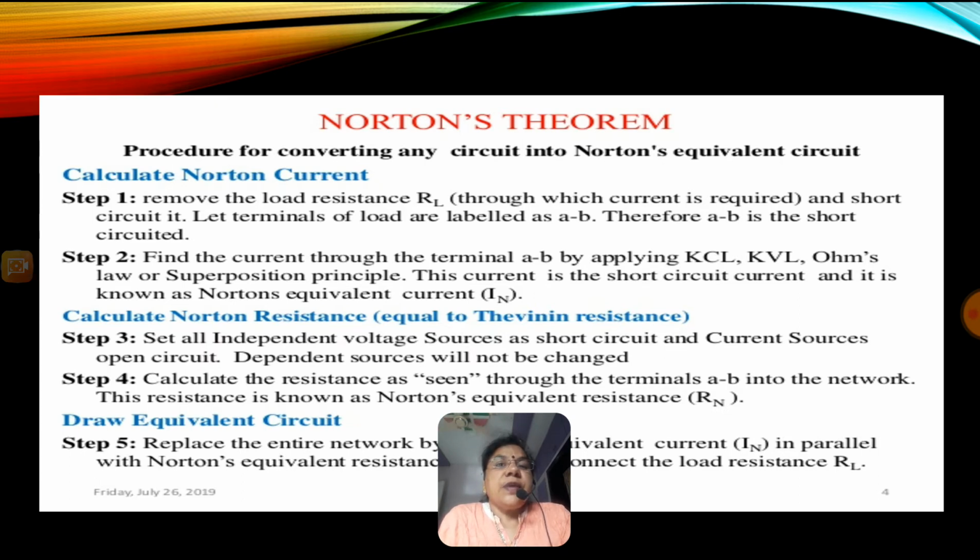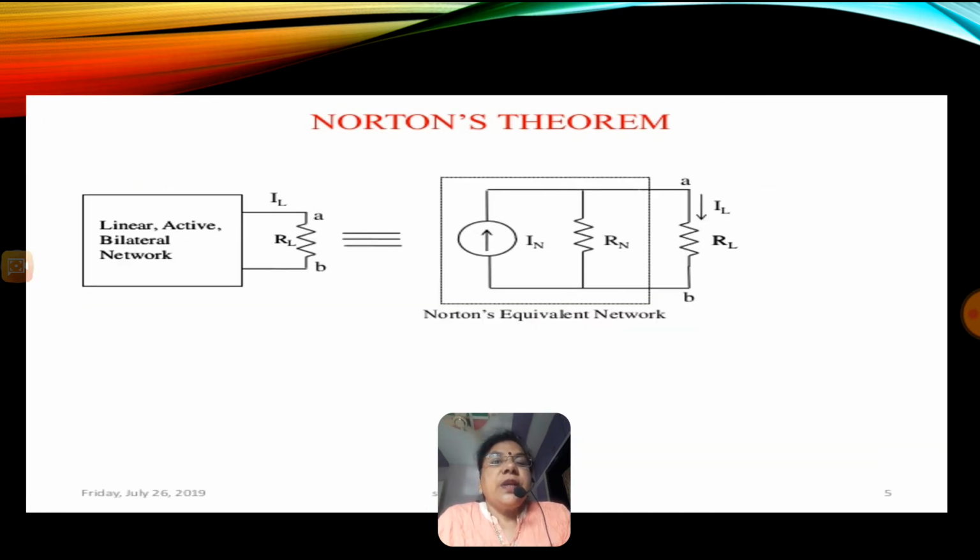Now step 5 is you have to draw the equivalent circuit. Replace the entire circuit by the Norton's equivalent current IN in parallel with the Norton's equivalent resistance Rn. Connect the load resistance in parallel. So the given network and its equivalent Norton network is shown here.